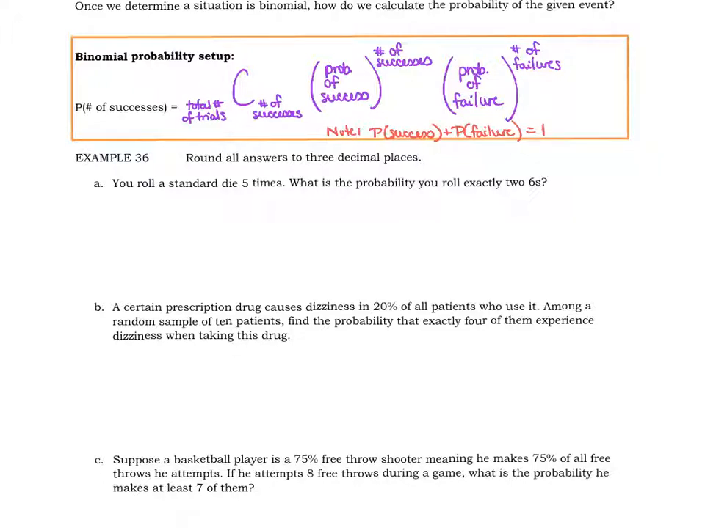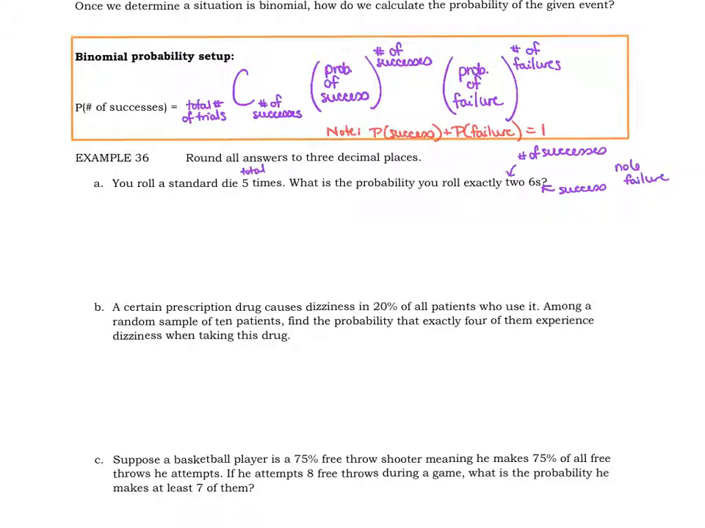So let's work through this first example, and we're going to round all of our answers to 3 decimal places in this example. We roll a die 5 times. So notice that's your total number of trials. Okay. What's the probability you roll exactly 2? This is our number of successes, 6s. Okay. So rolling a 6 is considered a success, and then not rolling a 6 is considered a failure.